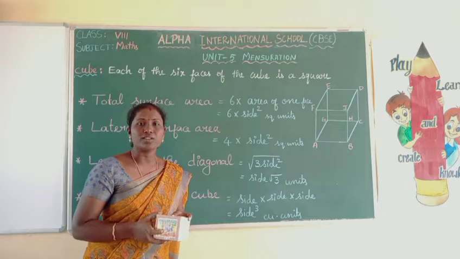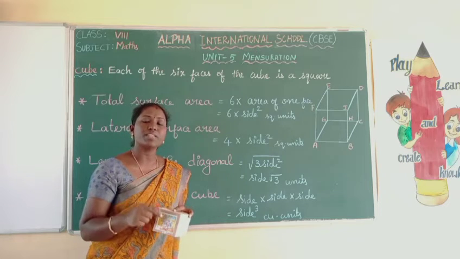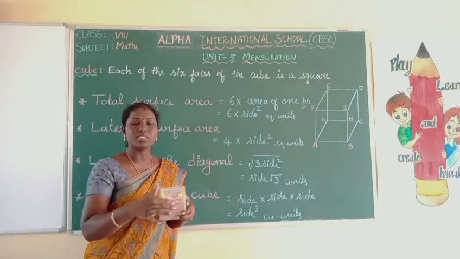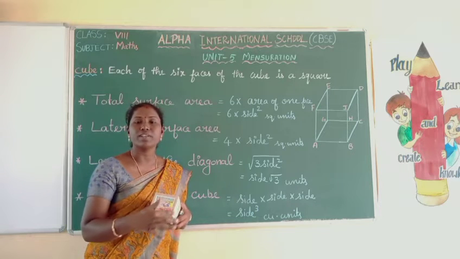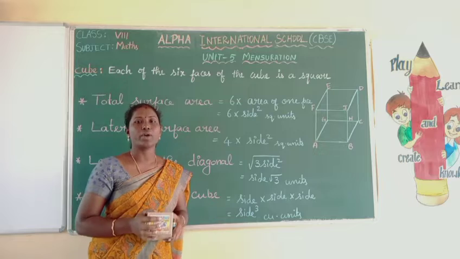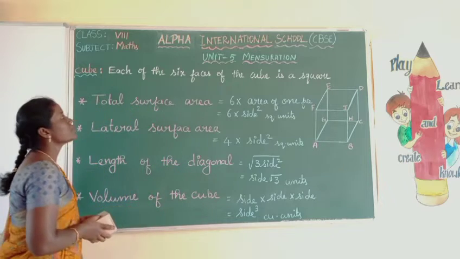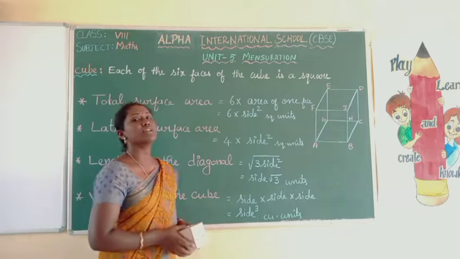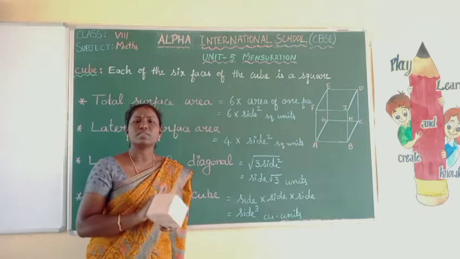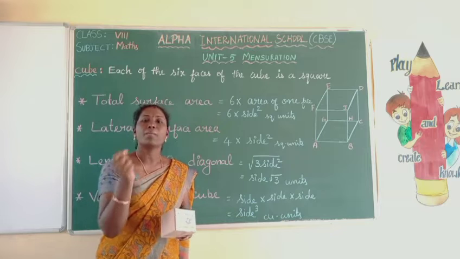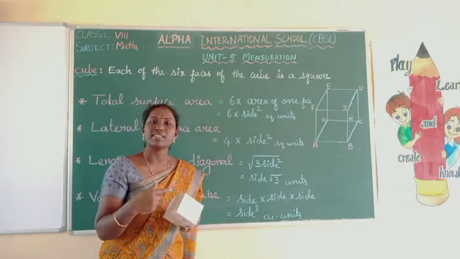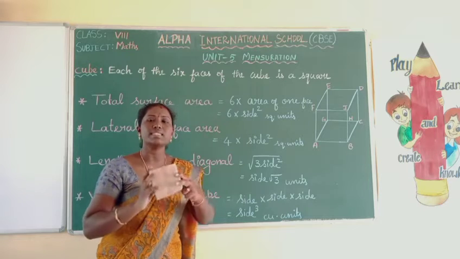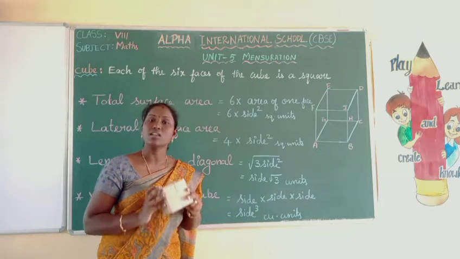And each face of the cube is in the form of a square. Each of the 6 faces of the cube is a square, and all the 6 faces resemble the same. But in the cuboid, only opposite faces are identical. Here all the 6 faces are identical because each is a square.